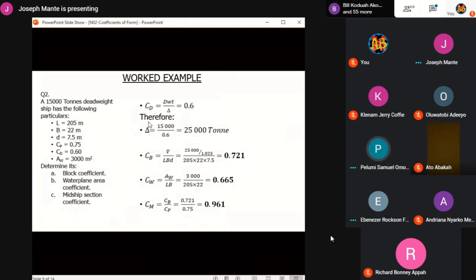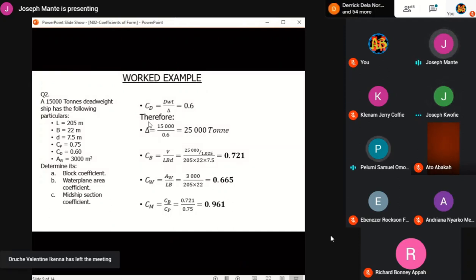So I've got a question. This 1.025, is it constant? That is seawater. The density of seawater, yes. But unless it's specified. If it's not specified, then we are saying it was not given. But it's not specified in the question, so you use the 1.025. But if they specify it in the question, then you have to use the specified one, what they ask you to use, okay?